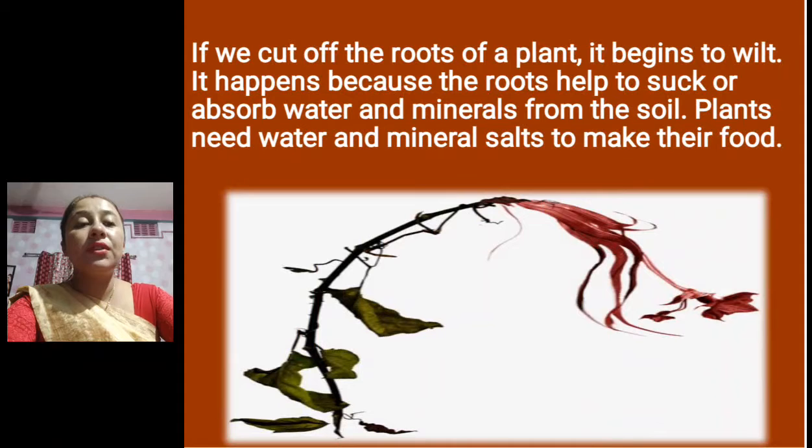If we cut off the roots of the plant, it begins to wilt. It happens because the roots help to suck or absorb water and minerals from the soil. Plants need water and mineral salts to make their food. So when we uproot the plant, or cut off the roots of a plant, you can see in the image also, it begins to wilt. Wilt means it begins to dry.